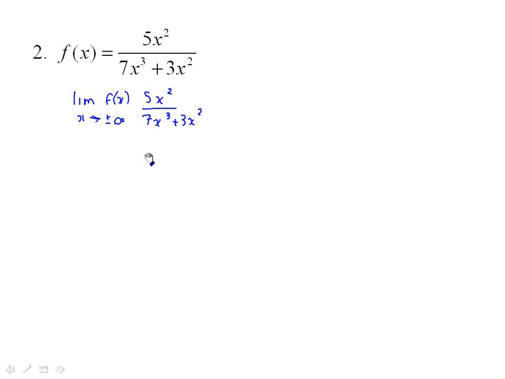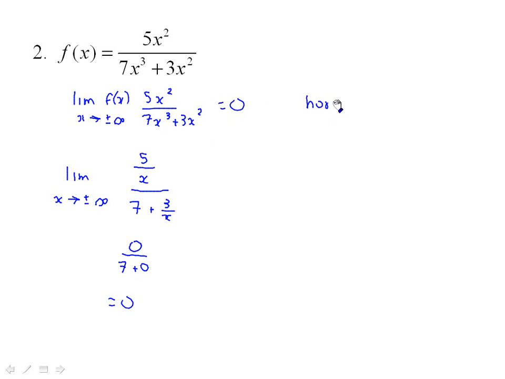So that would give me, dividing by x cubed, would be x there, and then 7 plus 3 over x. And once again, we take the limit. And when you do take the limit, as x gets bigger and bigger, or smaller and smaller, this is going to be 0 over 7 plus 0. So that's going to be 0. So this limit is equal to 0. So a horizontal asymptote of y equals 0.